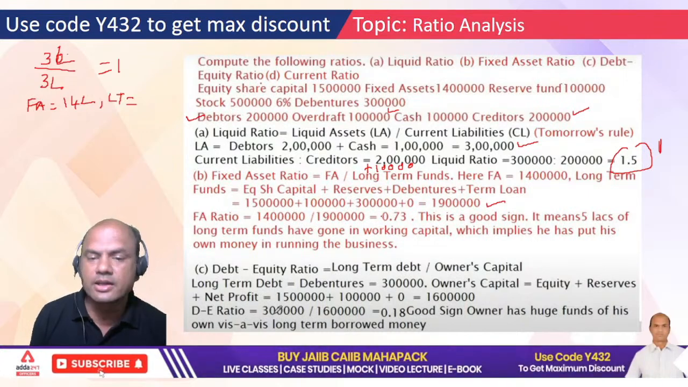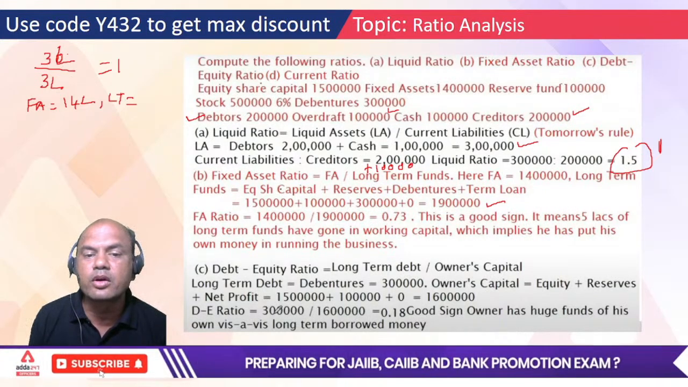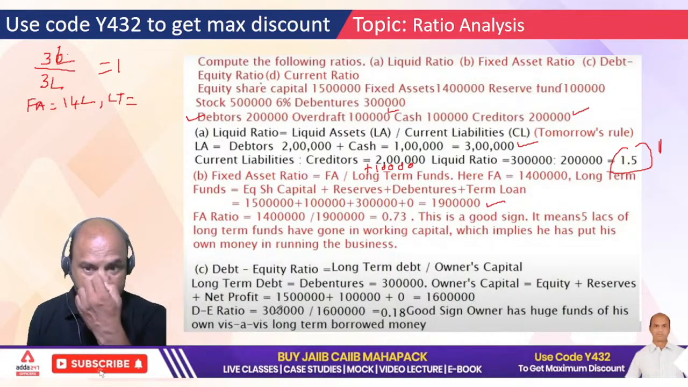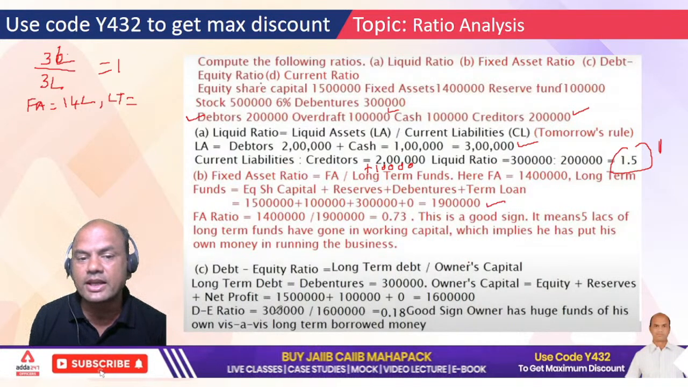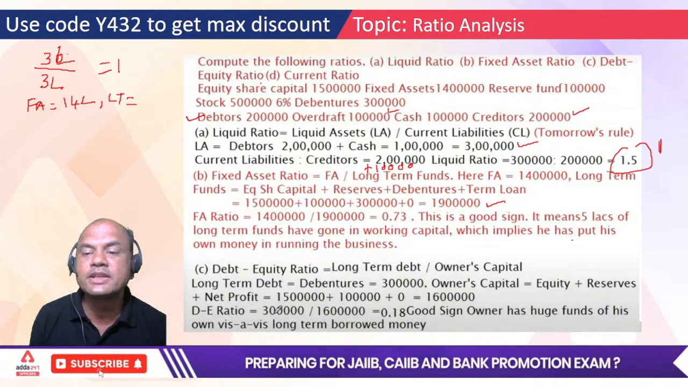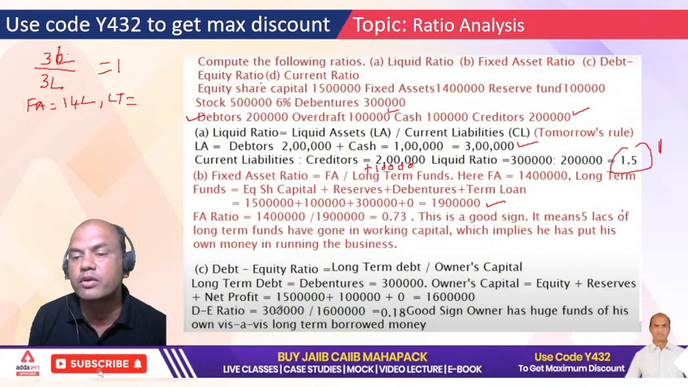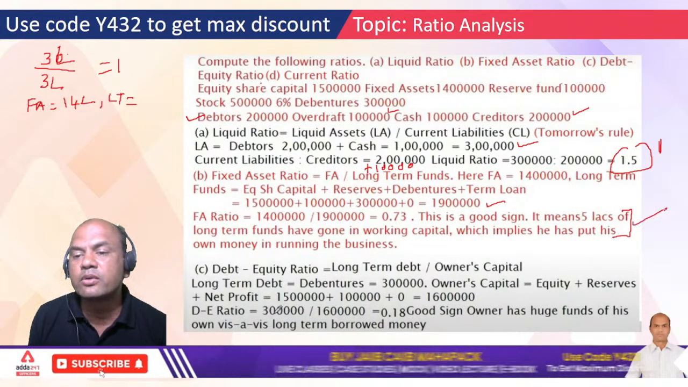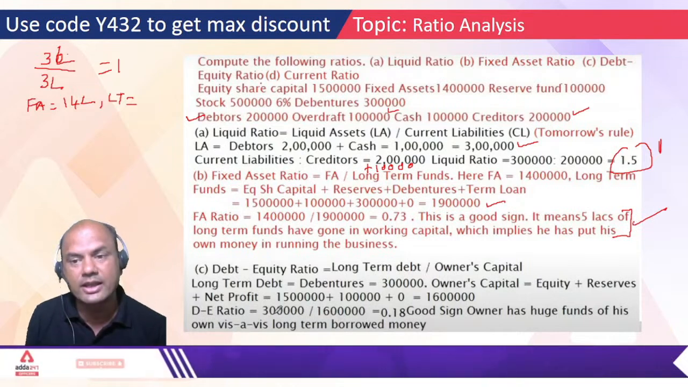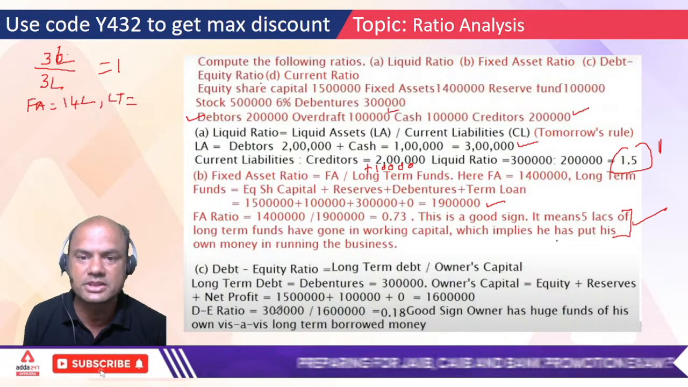Remember, these 5 lakhs will never be used from these debentures or anything. They'll always be used from your own equity share capital. So he is using the owner's fund. It's a good sign. It means that 5 lakhs of the long term funds have gone into working capital, which implies he has put his own money in running the business. That is the best part for any business. If any owner puts his own money in the current assets, it means he is very serious about the business.